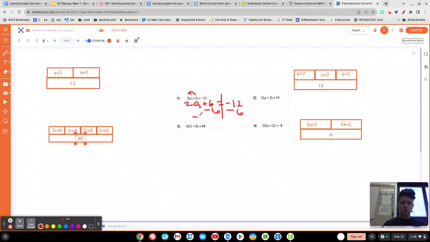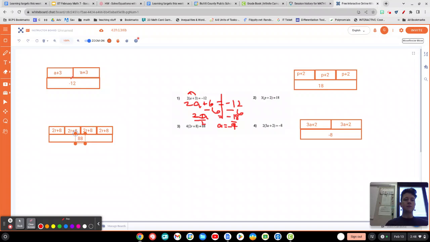And that gets us to 2a. We're going to pretend you can read that. Equals negative 18. And then you can see, oh, this is 2 times a, so I've got to split it in half. Divide by 2. Divide by 2. And that gets me a equals negative 9.